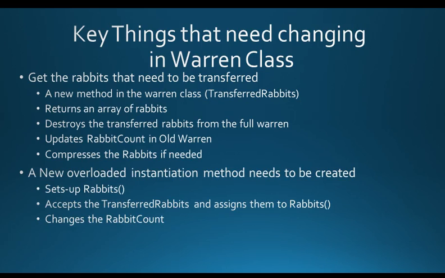So what else do we need to do to the Warren class? Oh yeah, we need to get the rabbits back into the new Warren. So it's still in the Warren class. It will be invoked once in one object, once in another, but it's still the same class. So we need to create a new version of the instantiation method, the sub new if you're in VB, and we're going to stick in a parameter so it accepts that transferred rabbits array and changes the rabbit count.